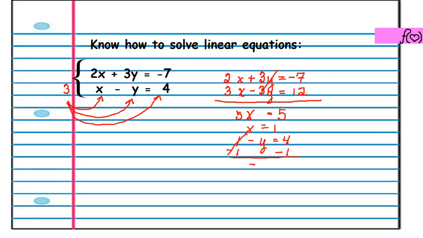And we have a negative y equals 3, so y equals negative 3, sorry. And our solution set is when x equals 1 and y equals negative 3. A solution set just means that you can put it back inside and it'll satisfy the equation.